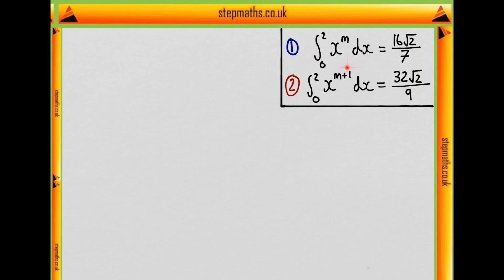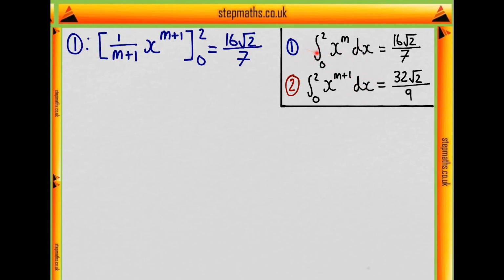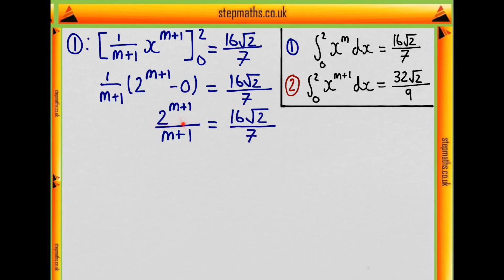So we've got these two equations here. First things first, let's get these to a better form. The integrals make these unworkable, you can't really do anything with them, so let's get rid of them. Let's evaluate it. Equation 1 becomes 1 over n plus 1, x to the n plus 1, with the limits 2 and 0 put in, is equal to 16 root 2 over 7. Bring the 1 over n plus 1 out, and we get 2 to the n plus 1 minus 0 to the n plus 1, which is 0. Getting rid of 0, we get 2 to the n plus 1 over n plus 1 is equal to 16 root 2 over 7.